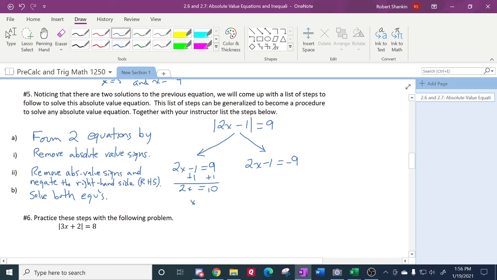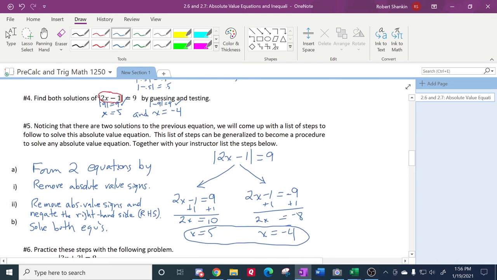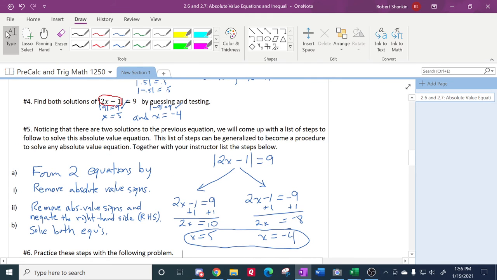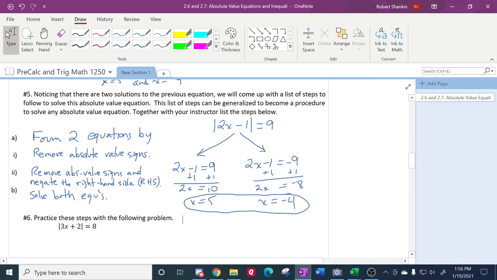2x is 10, x is 5. 2x is negative 8, divide by 2, x is negative 4. You're going to get the two solutions. We had already come up with these by just guessing and testing. But this is now a procedure that we can follow to solve any absolute value equation.